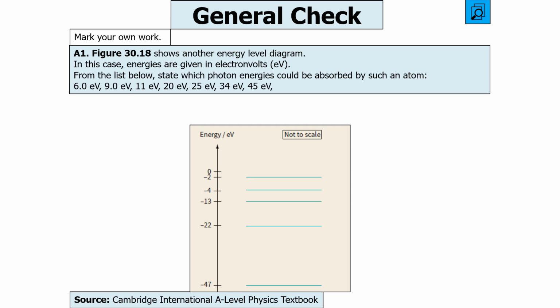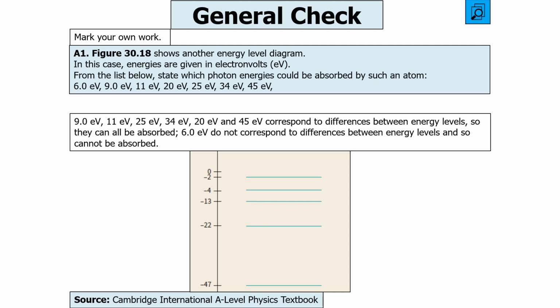Right, for this question, you've got to remember, if there's an energy level difference, then you'll actually get an absorption of a photon. So you'll notice that 9 eV, 11 eV, 25 eV, 34 eV, 20 eV, and 45 eV all correspond to differences between energy levels, so they can all be absorbed. But 6 eV does not correspond to any differences between the energy level values, so therefore cannot be absorbed.